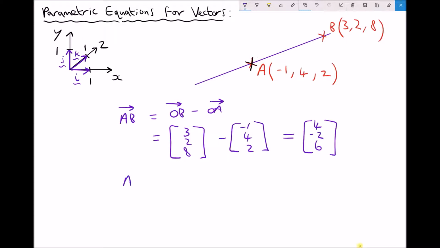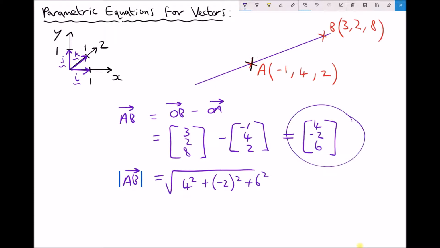And finally then, the magnitude of AB, or the distance between the points A and B on the line, is the square root of 4 squared plus minus 2 squared plus 6 squared. That's the magnitude of the vector here. That's the same as the square root of 16 plus 4 plus 36, which is the same as the square root of 56. And that gives us an answer of 7.483.